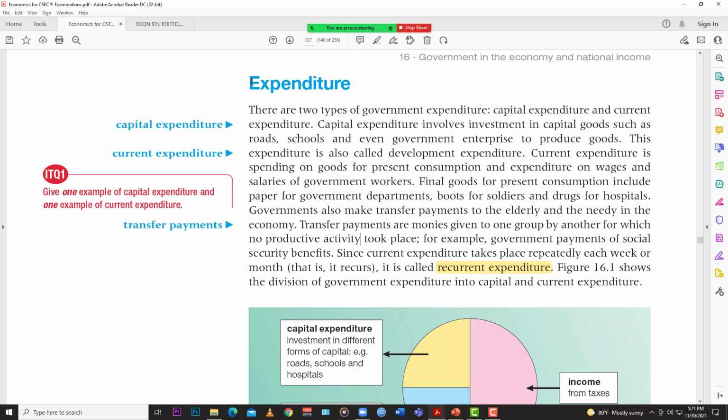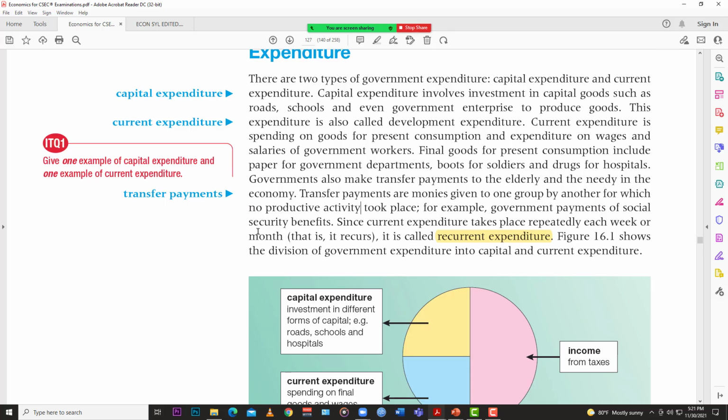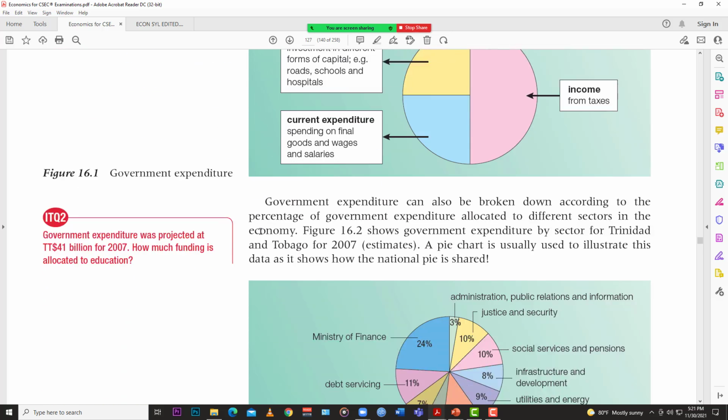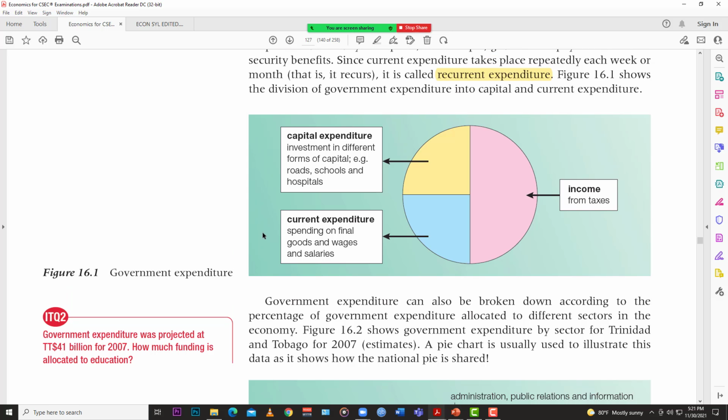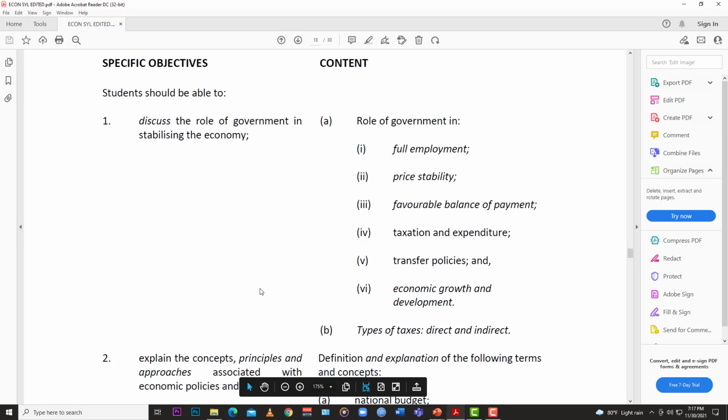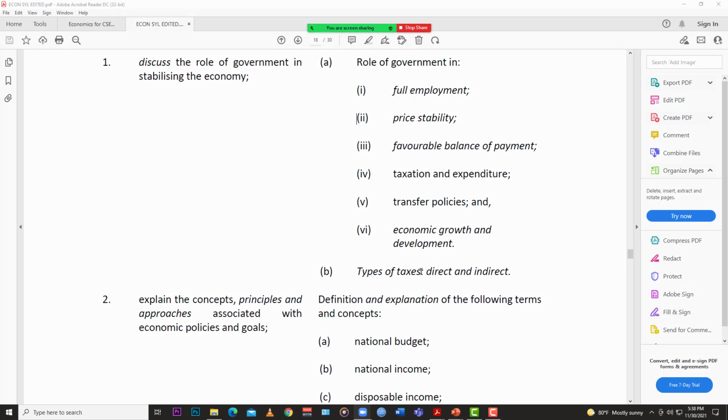They have to spend on current expenditure, capital expenditure, and transfer payments during the course of that calendar or fiscal year. And like we said, most of these monies come from taxation. So let's jump into the types of taxes now. We just looked at government expenditure. Now let's look at types of taxes and tax systems: direct and indirect taxes.